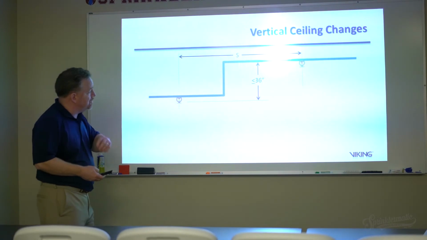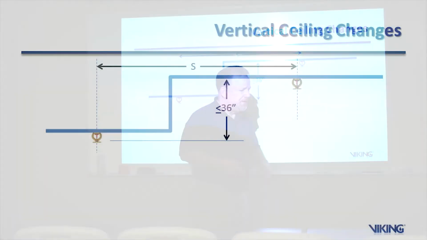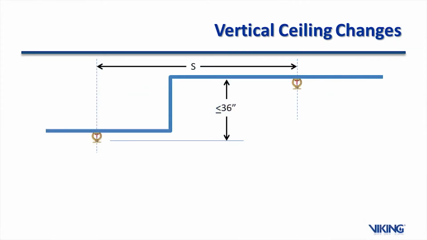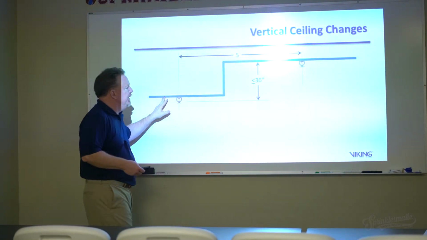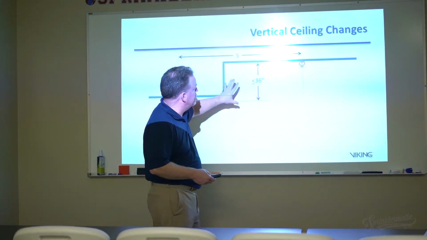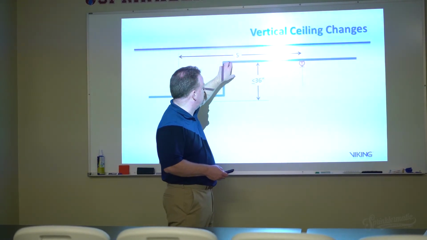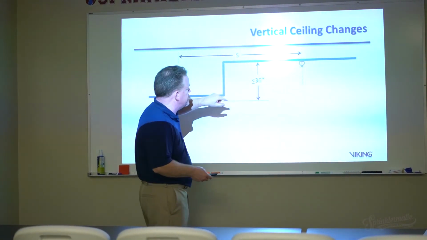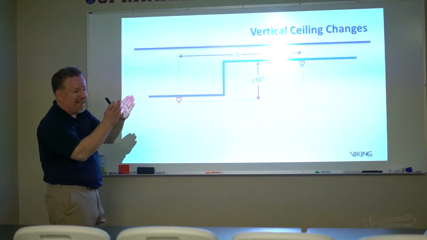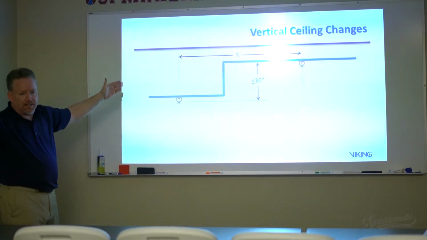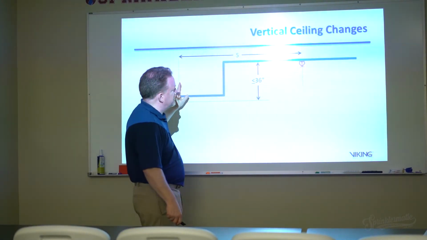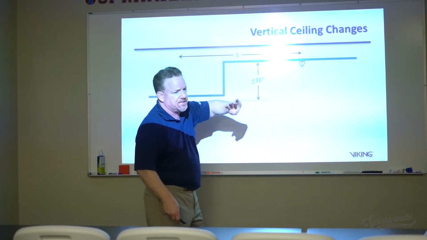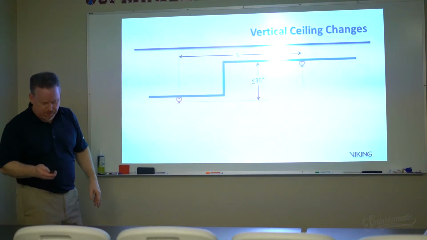Now, sometimes we also have to look at our sprinklers and determine how they're spaced in relation to a stepped ceiling. Okay? So in this particular case the standard says that if this particular step is 36 inches or less, then we can treat it kind of like a flat ceiling. We can just spread the S distance between this sprinkler and this sprinkler. The S distance is 15 and whatever it is. We don't have to worry about it.